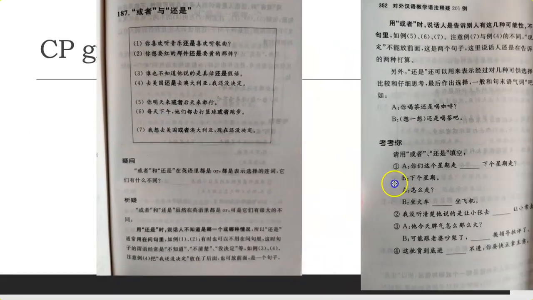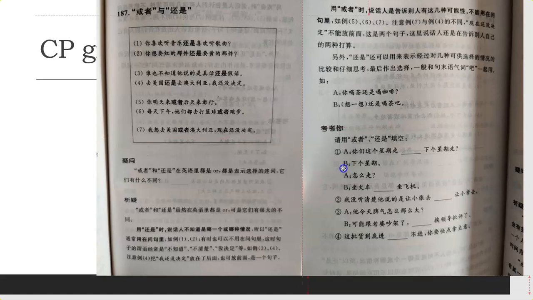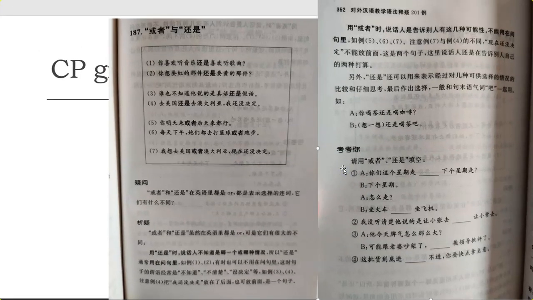Again, let's see CP Grammar. Actually, CP Grammar is the best grammar book. It explains super difficult grammar with sample sentences. The first 1 to 4 are 定係, and 5, 6, 7 are 或者.